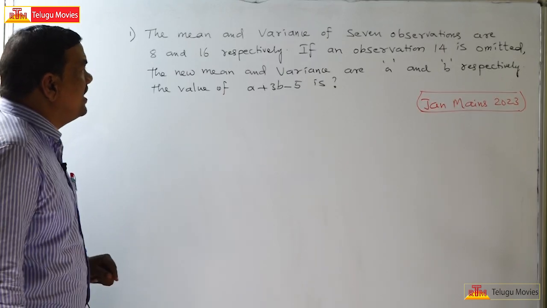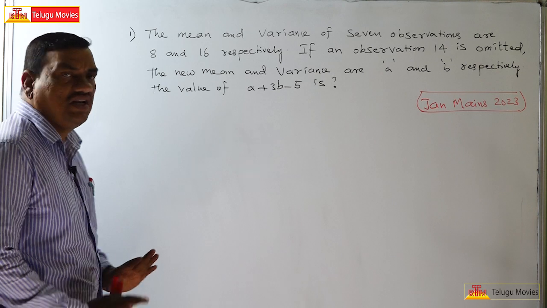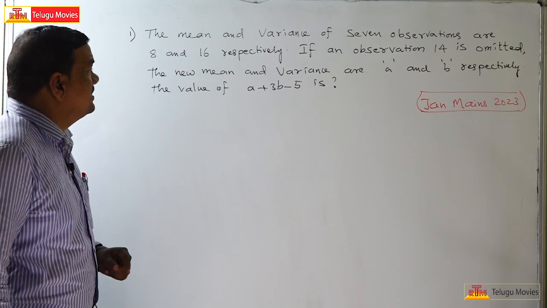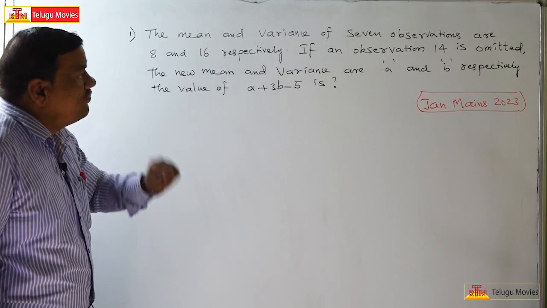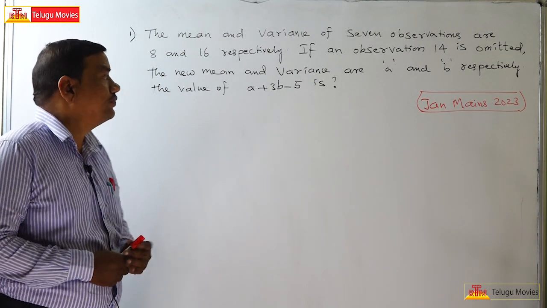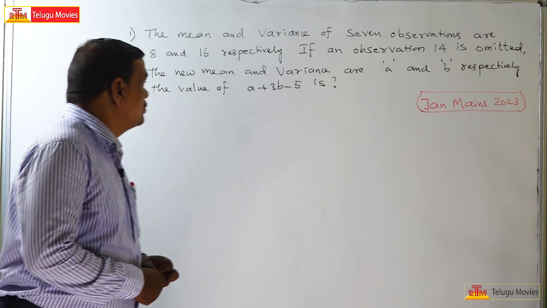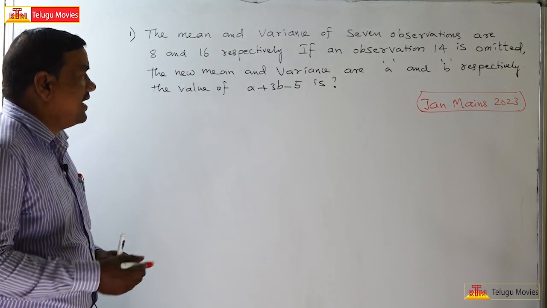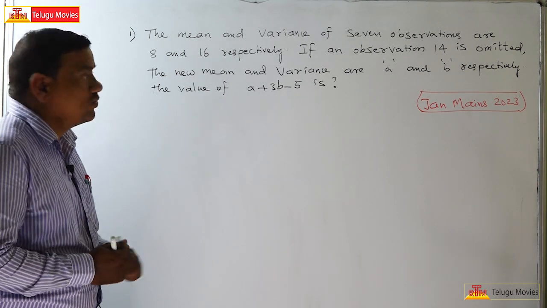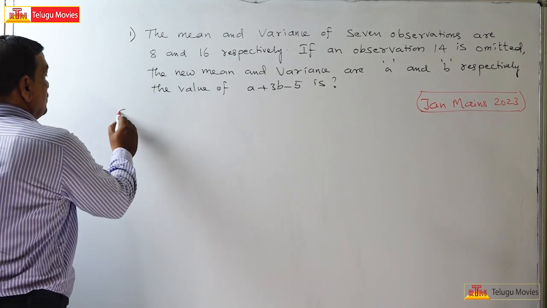The mean and variance of 7 observations are 8 and 16 respectively. Very clear. There are 7 observations, for that mean is 8 and variance is 16 respectively. Next, if an observation 14 is omitted or deleted or removed, then the new mean and variance are A and B respectively. Okay. So the value of A plus 3B minus 5 is equal to how much? Very easy problem this is. There are two cases: one case is before deletion and the other after deletion. Let us see the solution.